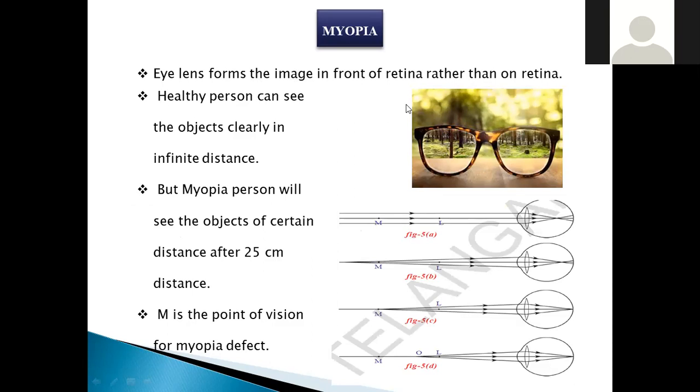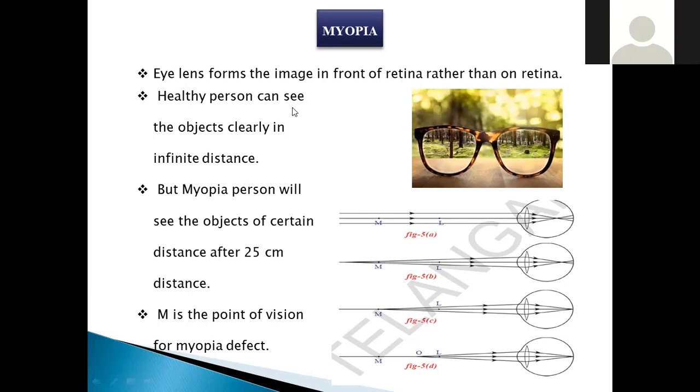The eye lens forms an image in front of the retina rather than on the retina. This is the main cause of myopia. So the lens is not in the fixed position. Lens orientation is also not in a fixed orientation. So in that case, what happens? The image will not fall on the retina, and that picture will not be captured by the retina.